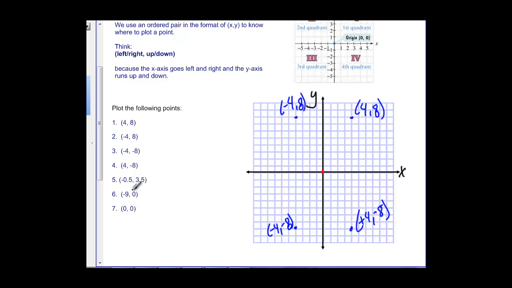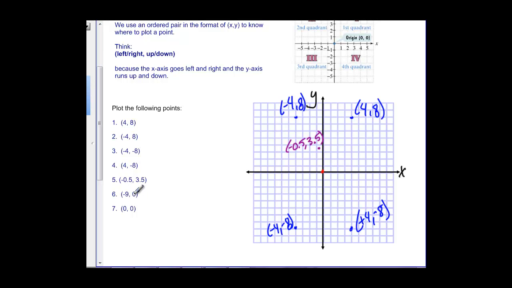All right, let's talk about them real quick. So -0.5 and then 3.5. What quadrant do we end up in? And were you guys okay that it was -1/2, so it was just a little bit over? Okay. And then we went up 3.5, so 1, 2, 3.5. So that was our -0.5, 3.5.